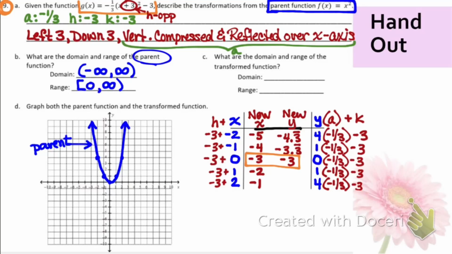There's my vertex. I got a question. In the middle, if you don't get the vertex, is it wrong? Yes, because it's going to throw your whole graph off. If you don't get the vertex, it's going to be wrong. If you did the H, the A, and the K part right, the vertex will be in the middle. Always.